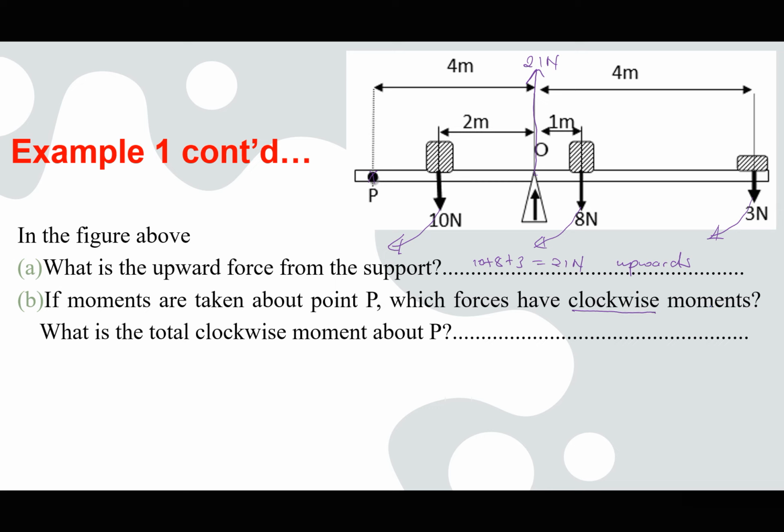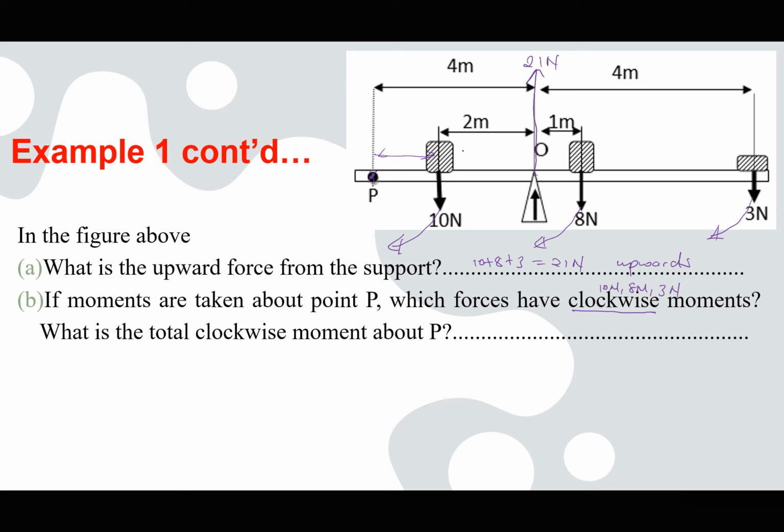So all the forces here have clockwise moments. So we have the 10 newtons, the 8 newtons, and the 3 newtons will all have clockwise moments because they will all be pulling the beam in the same direction if P is the fixed point or if rotation only takes place about point P. Then what is the total clockwise moment about P? So we have to find the perpendicular distances from point P.